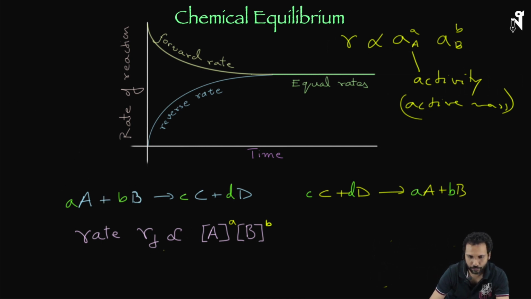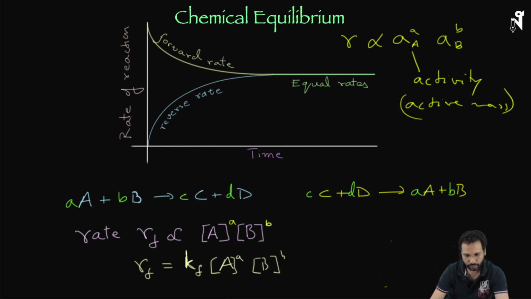So that's the rate forward. And if we replace the proportionality sign with the equality sign, then the rate forward is equal to the rate constant, written as small k forward, times [A]^a [B]^b.